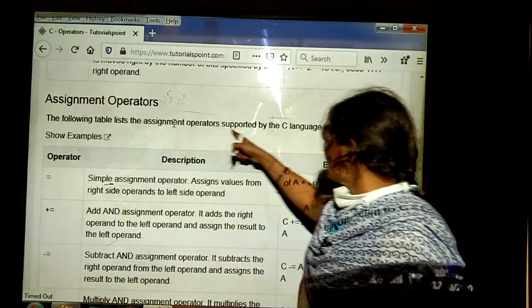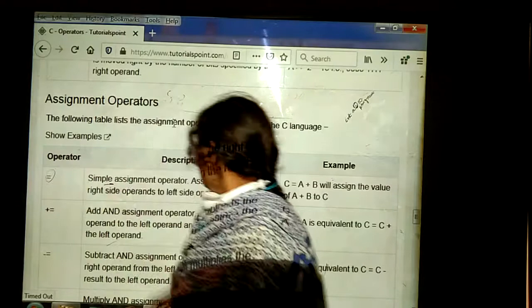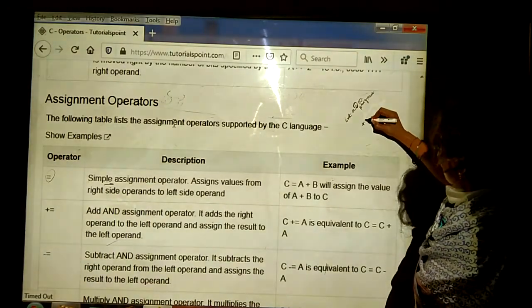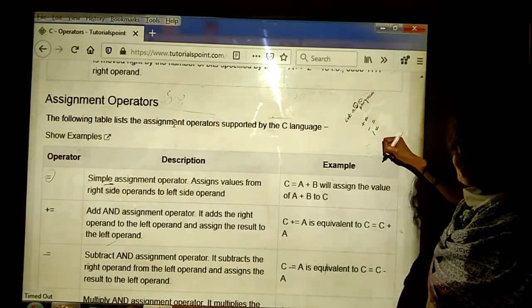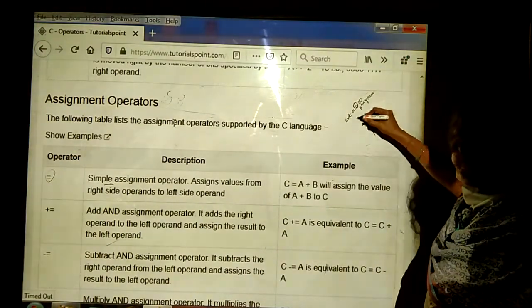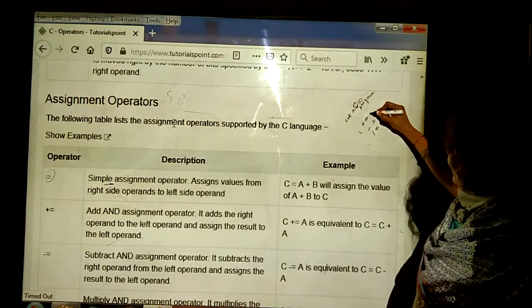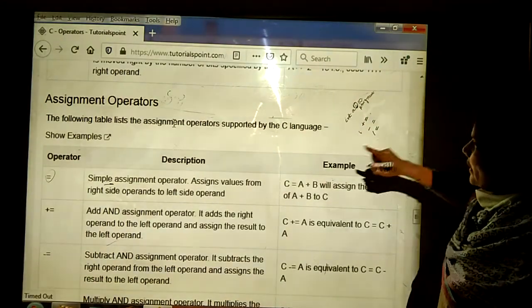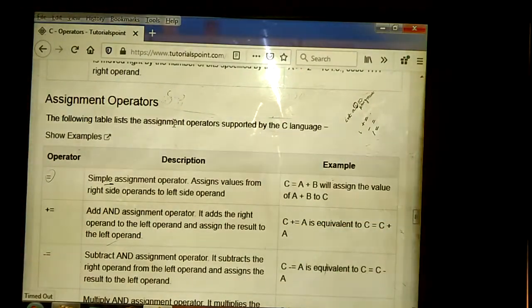The following table lists the assignment operators supported by the C language. Mainly we use the single equal symbol, but in different ways we can perform the operation, such as plus equal, minus equal. This way we write them. What is the use of this? The left-hand side operand value will be added to the left operand, and the result will be stored on the left side. That is the use of these shorthand assignment operators.